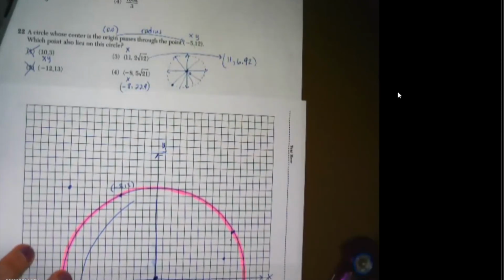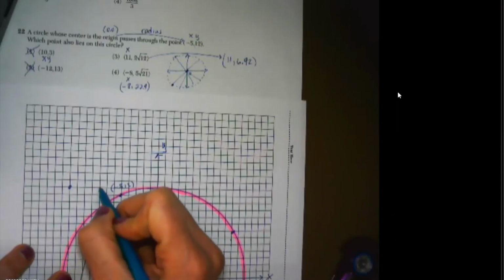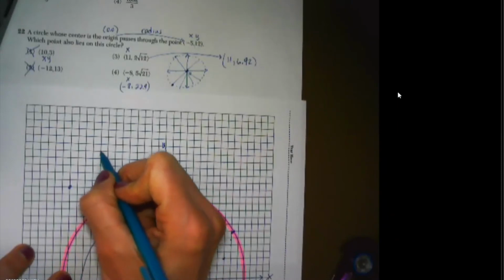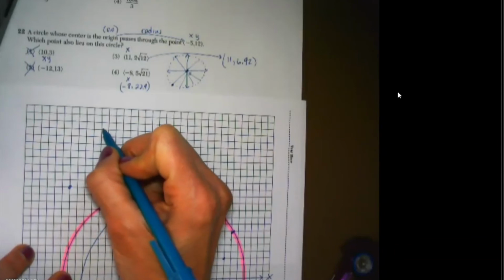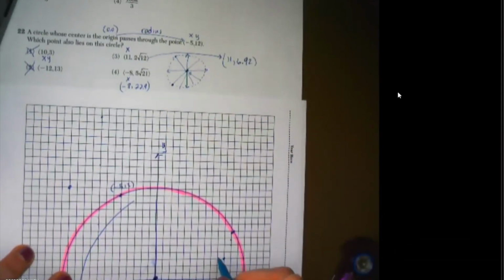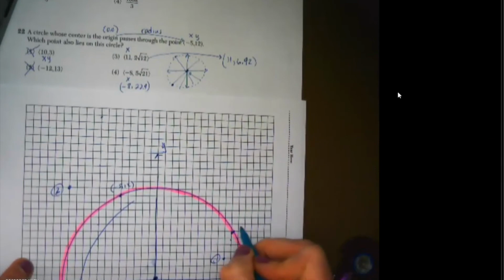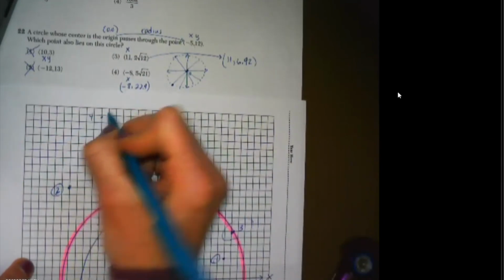So 1, 2, 3, 4, 5, 6, 7, 8. And then 1, 2, 3, 4, 5, 6, 7, 8, 9, 10, 11, 12, 13, 14, 15, 16, 17, 18, 19, 20, 21, 22, and then almost 23. So as you can see, this is choice 1, clearly not on the graph. This was choice 2, clearly not on the circle. This was choice 3, clearly on the circle, and this is choice 4, clearly off.